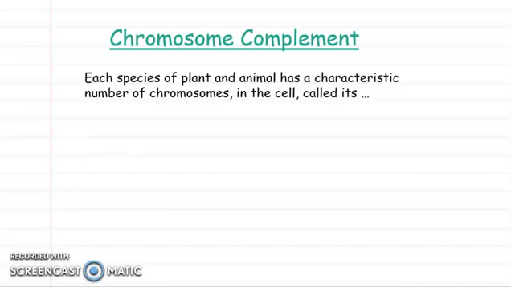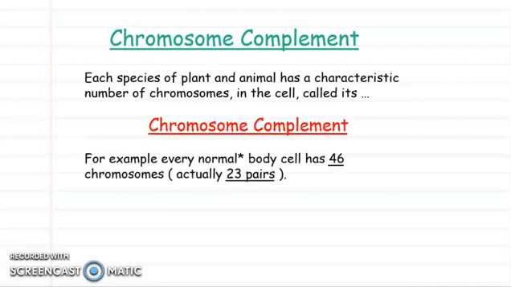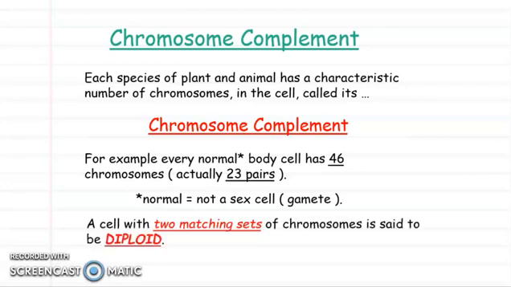Each species of plant and animal has a characteristic number of chromosomes in the cell, called its chromosome complement. In every normal body cell, there are 46 chromosomes, which are made up of 23 matching pairs. A normal body cell would be any cell in the body which is not a sex cell or a gamete. And a cell with two matching sets of chromosomes is said to be diploid.